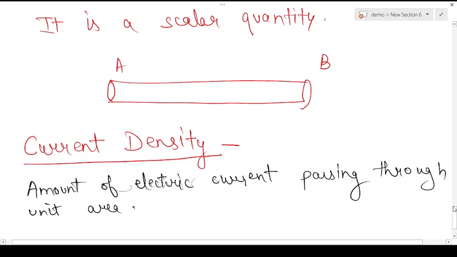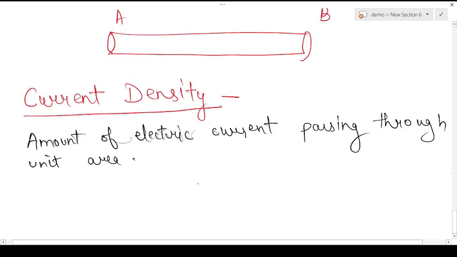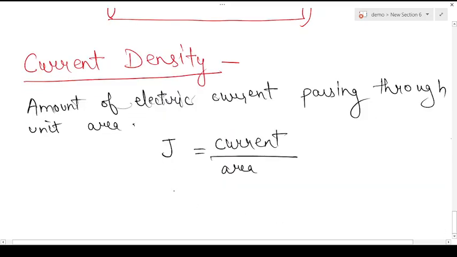So the formula will be current divided by area, and the symbol of current density is capital J. So it will become J equals I by A. Here A is area. This is the formula of current density.